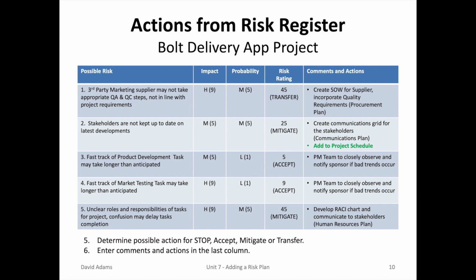And in the last risk, unclear roles and responsibilities had a 45 rating, which means there's a mitigation activity. And we already know we're going to develop a RACI chart later in this unit and communicate it to all the stakeholders so everyone will know what they need to do.